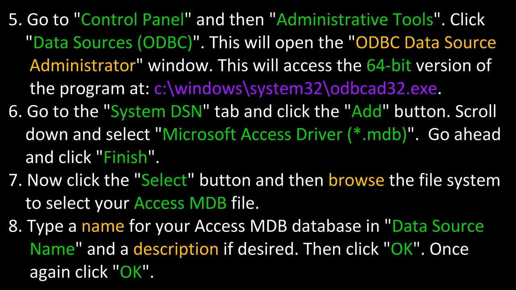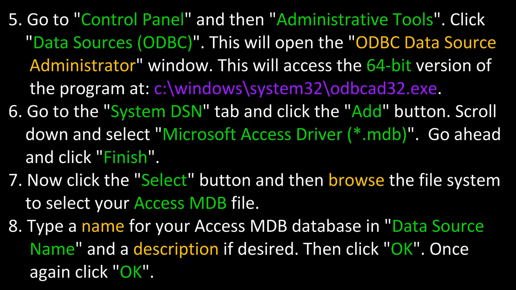5. Go to Control Panel and then Administrative Tools. Click Data Sources, ODBC. This will open the ODBC Data Source Administrator window. This will access the 64-bit version of the program at C:\Windows\System32\odbcad32.exe. Then, go to the System DSN tab and click the Add button. Scroll down and select Microsoft Access Driver, the *.mdb. Go ahead and click Finish.